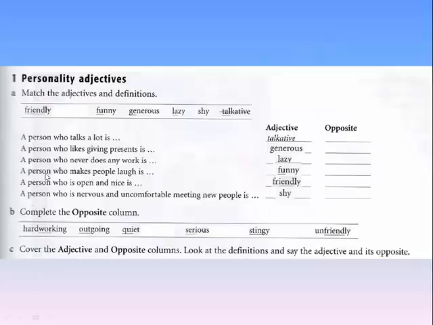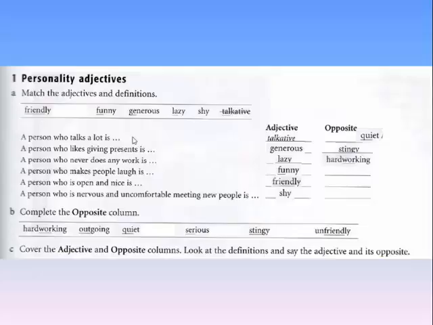The opposites are in this section, and we need to match them with the opposite adjective. So, a person who doesn't talk a lot is quiet. A person who doesn't like giving presents is stingy. A person who does a lot of work is hard-working.